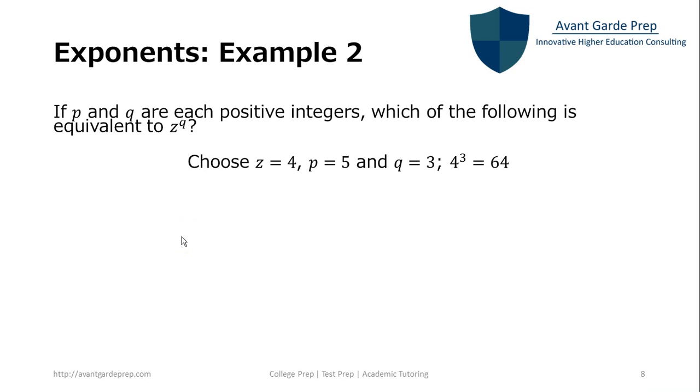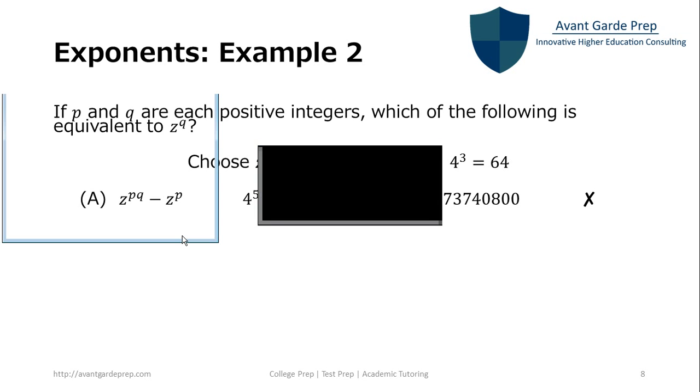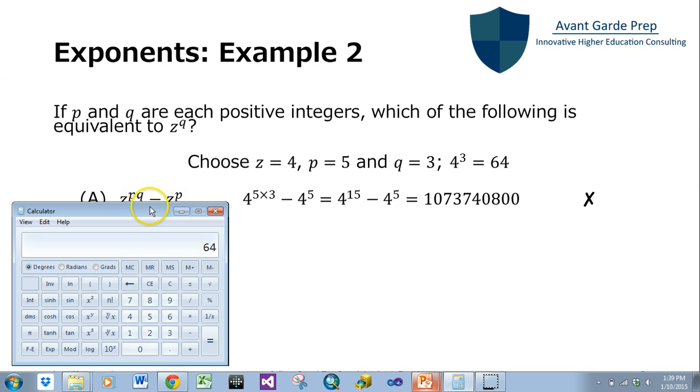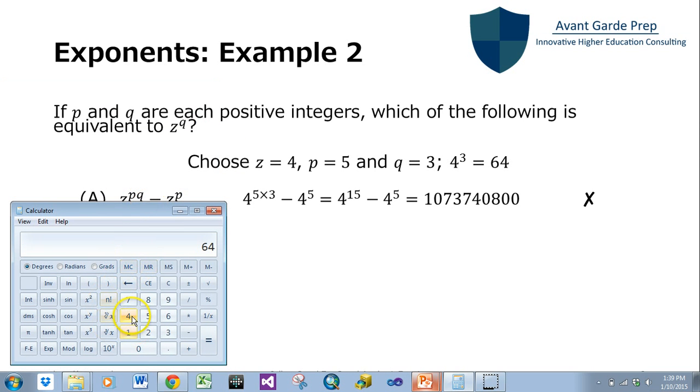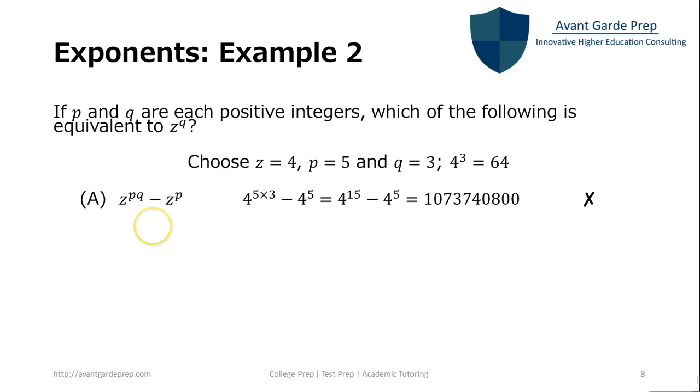Since this is the backdoor, we'll start with answer choice A since we have to do all of the answer choices. Here we have z raised to the p times q minus z to the p. And if we work this out, we have 4 raised to the 5 times 3. So let's go ahead and raise 4 to the 15th. That's going to equal a very large number. Now let's subtract 4 raised to the 5th power. And that's going to leave us with another very large number. And we know that that does not equal 64.